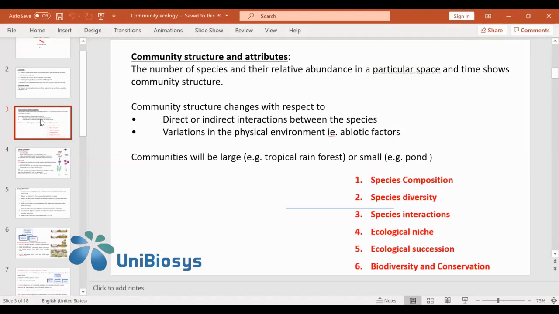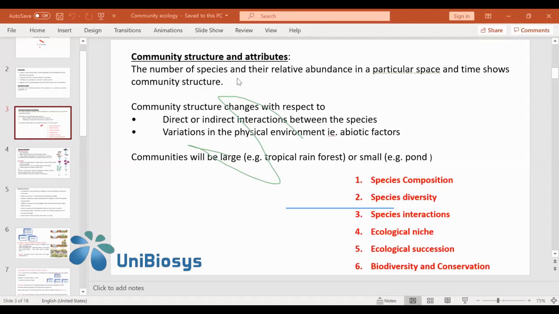Likewise, in the case of a community also, it has a definite structure. What is the structure? If you consider yourself in a community, you will be surrounded by different species like dogs and cats, isn't it? So how many species are there around you? And then in each species or each population, how many individuals are there?